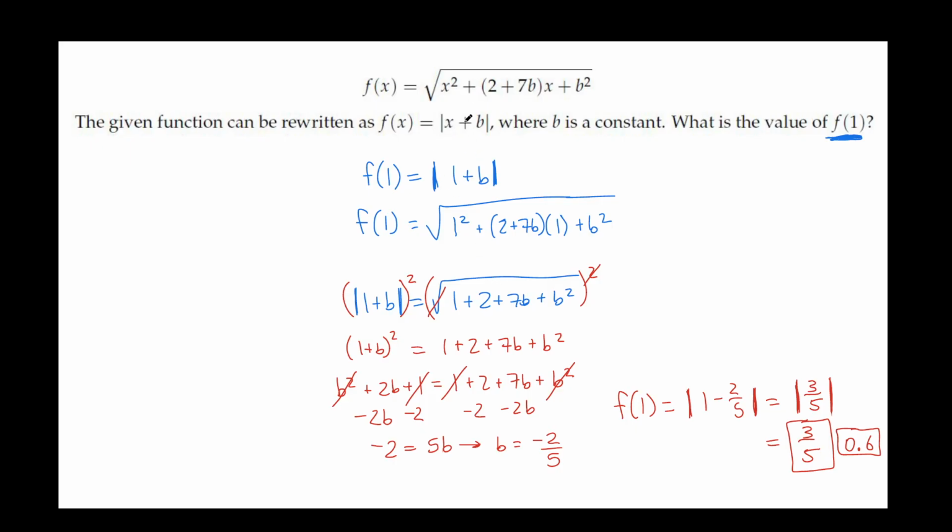We could have set these two expressions equal to each other without plugging in 1, and gotten the same answer for b, and then plugged in 1 after that. Doesn't matter which order we do it in, as long as we did both by the end of the question.